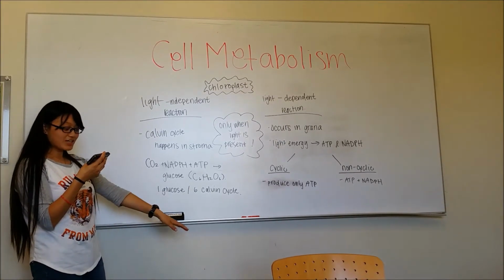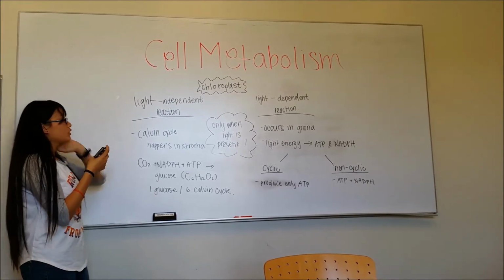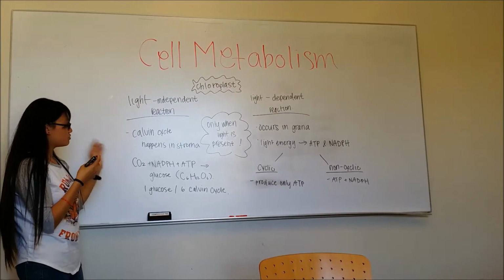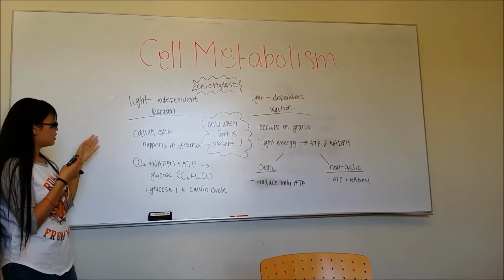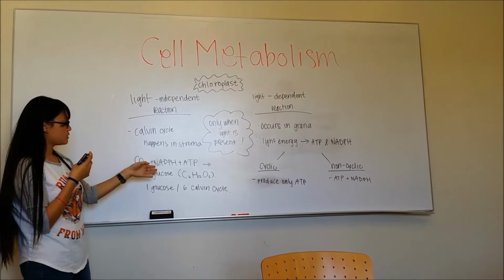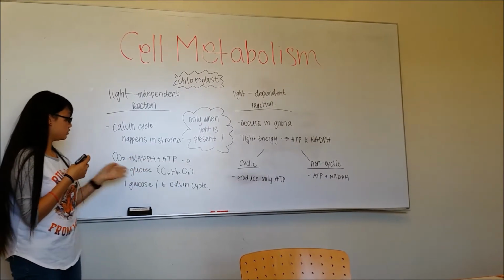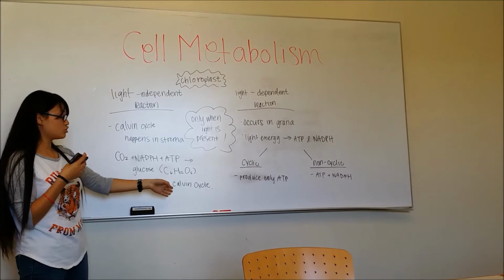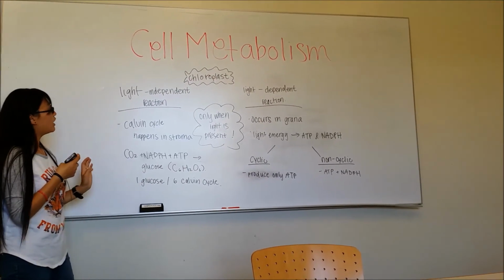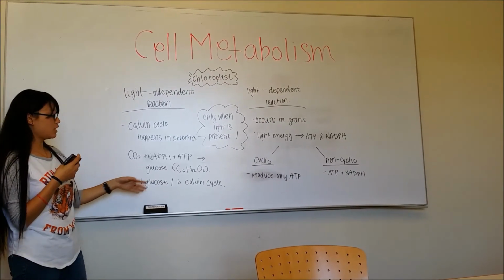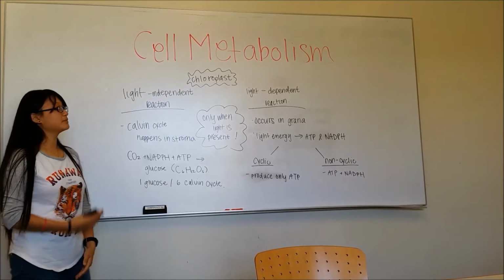NADPH from the light reaction are used by the Calvin cycle to make glucose. So you take CO2 plus NADPH plus ATP, and it converts to glucose, which is C6H12O6, and one glucose is made per every 6 Calvin cycles.